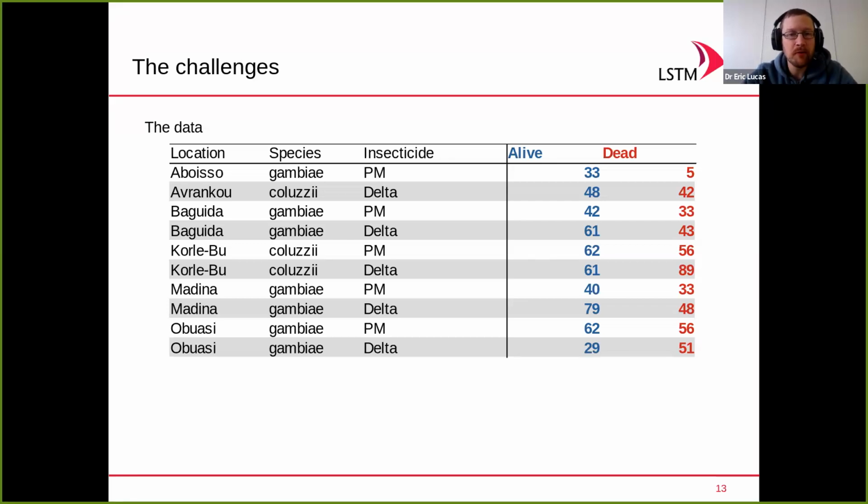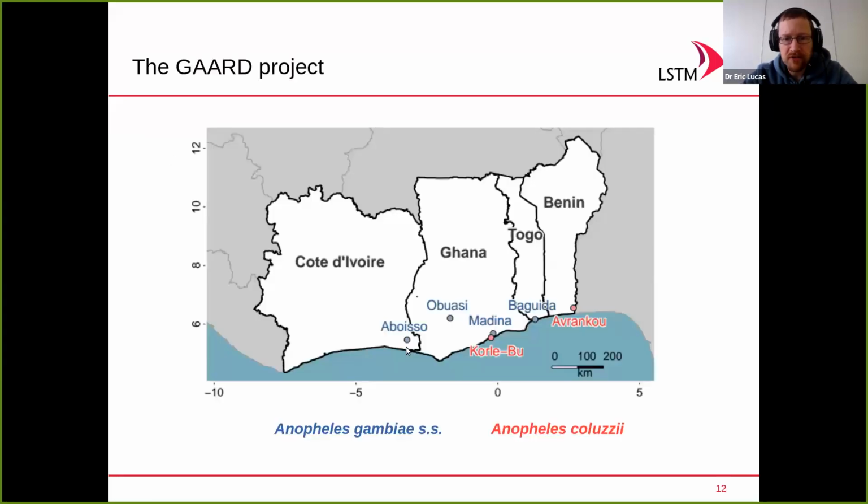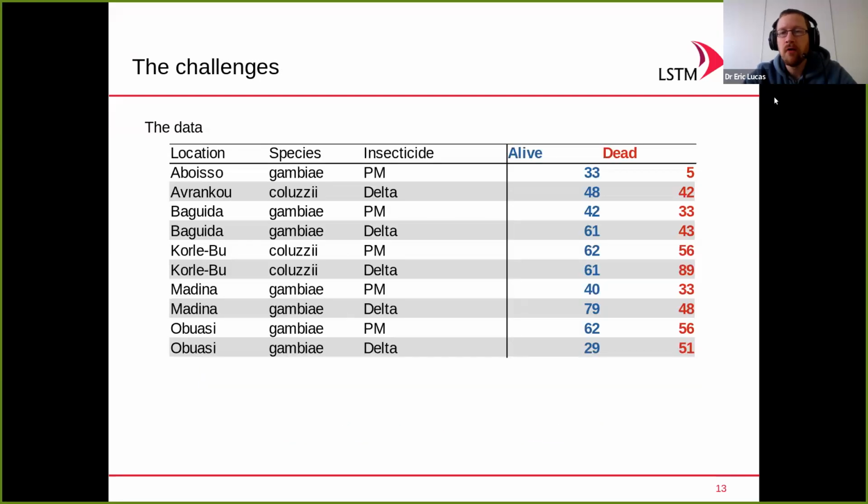And you can already see that in one population in particular, the one in Aboisso, which is the one from this area in southeastern Côte d'Ivoire, we had very, very few dead individuals, which means that we were able to say things about mutation frequencies and shifts in the population, but this sample size was too small to do any association studies to ask what are the genomic associations of resistance.